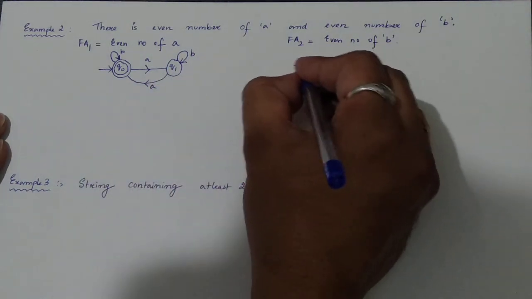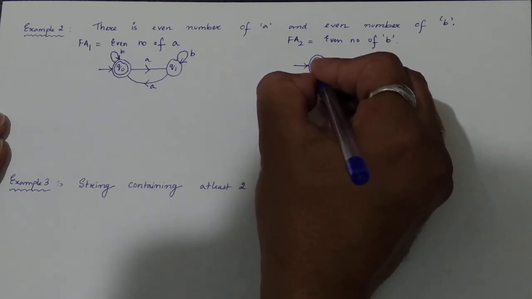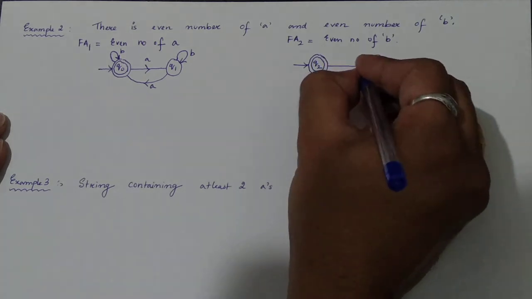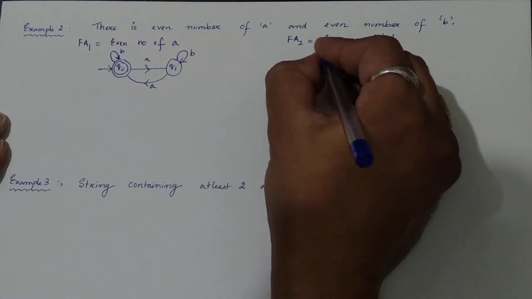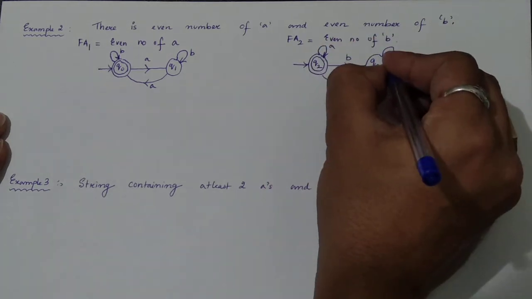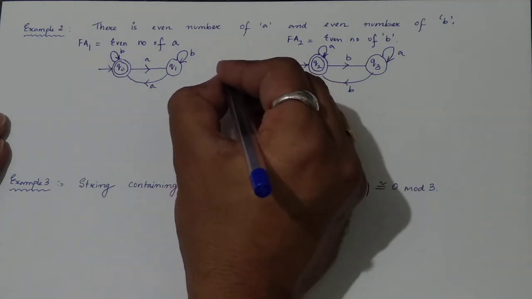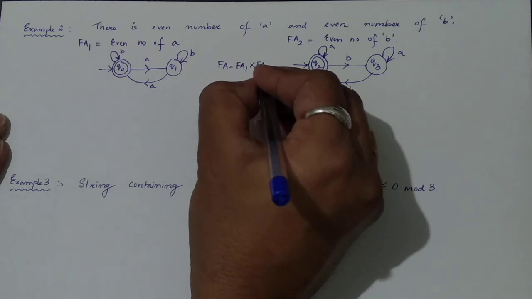Similarly, I have to draw for B. So you know how to draw. I am taking this as Q2, and this will be Q3. So for even number of B's, this will be B. Now there is no restriction for A, so I have drawn the A part. So what do I have to do now? I have to do FA equals FA1 cross FA2.